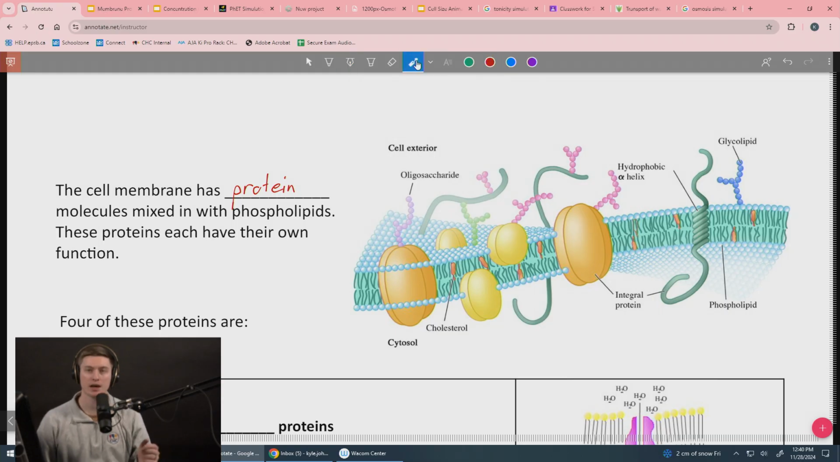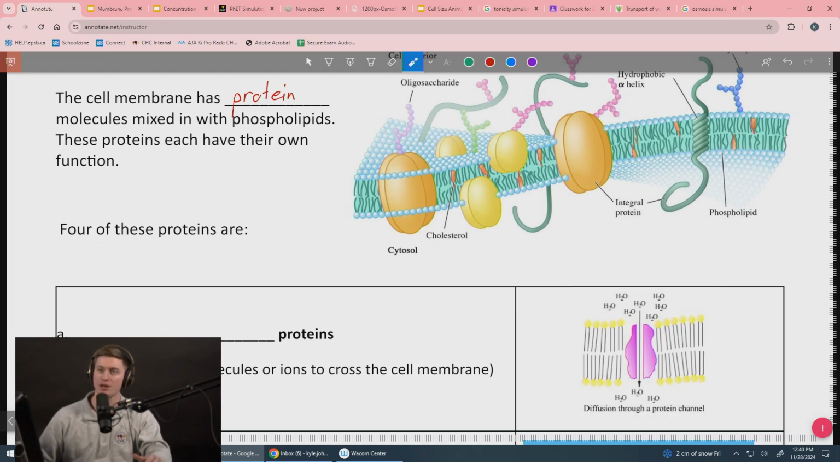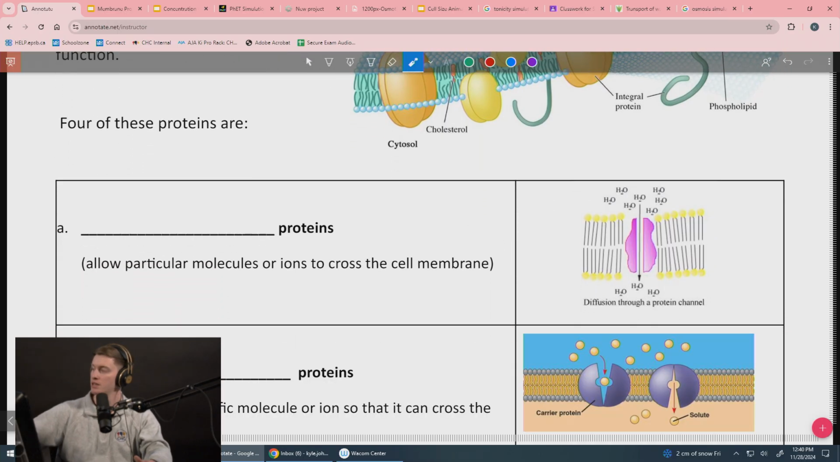Remember when we were talking about the organelles, that ribosomes make proteins, and proteins are these functional pieces inside of the cell. Each of these will have a different job. Here's 4 examples of proteins inside of the cell membrane. You can have channel proteins.